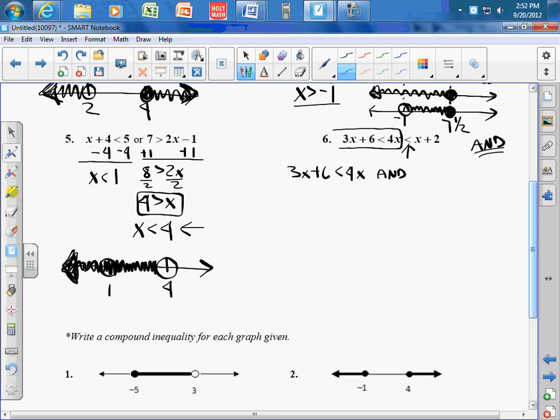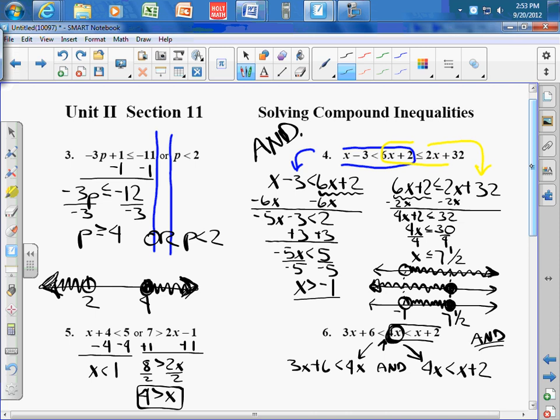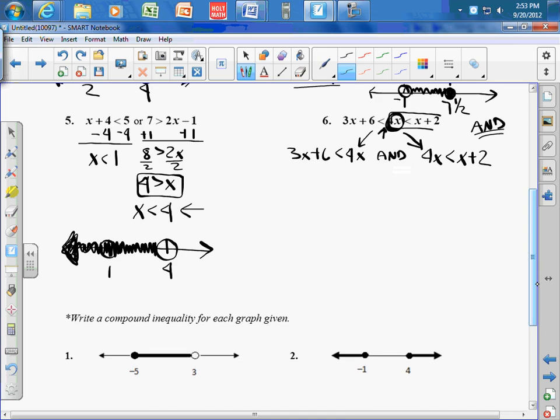And what do we do then? Well, we take this inequality and everything after it gets written down. 4x is less than x plus 2. So this 4x that's in the middle goes with both inequalities, just like the problem above where we had the 6x plus 2 in the middle. It went with both inequalities. So will the 4x go with both inequalities.